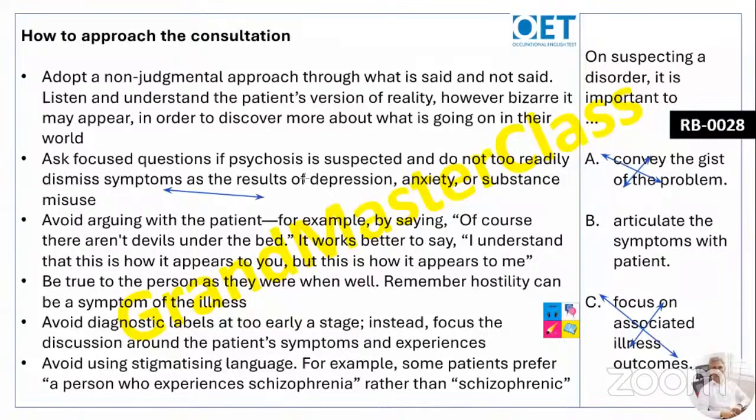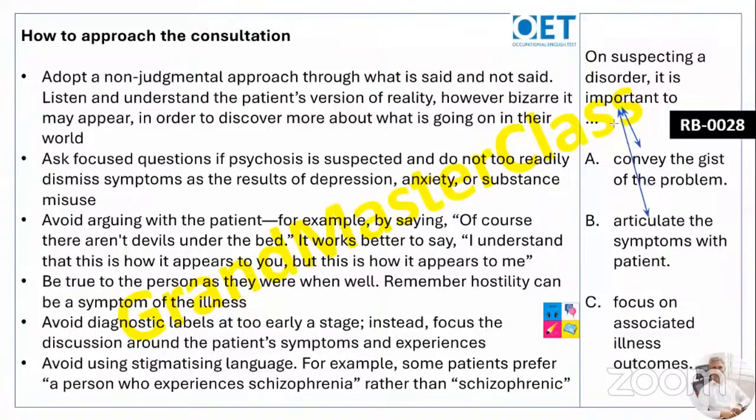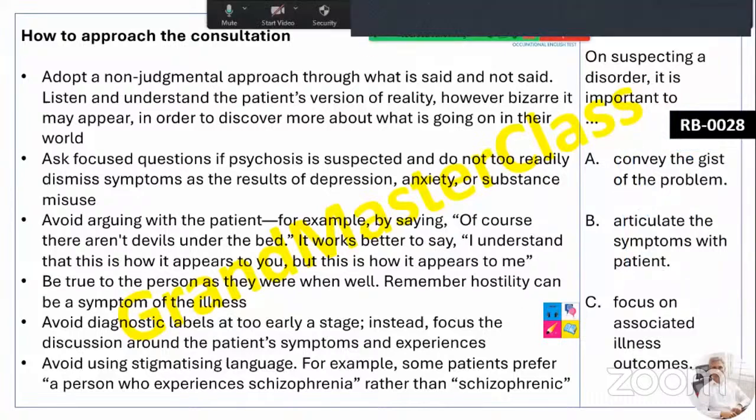Okay, so be careful. Now I'm going to show you the meaning. Focus. So what is important? Conveying is important, means one way, articulating two way, focus one way. So you are focusing, you are telling the patient, but here you are focusing on associated illness outcomes. That's all. So here only you are the active person. Here also you are the active person. Here the patient is more active and you are taking more points from the patient. So now let us see the word, what convey means.